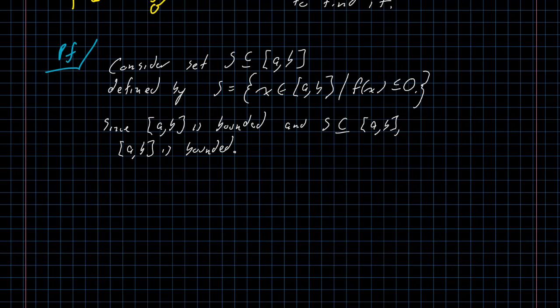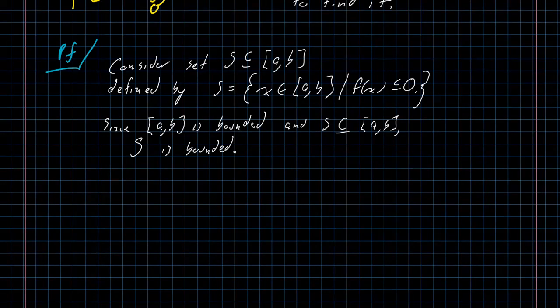Now, AB is a bounded interval. The interval between A and B is bounded. Nothing outlandish there. And since S is the set of all things in A and B, it must be that, why did I write AB again? Sorry about that. It must be that S itself is a bounded set, right?